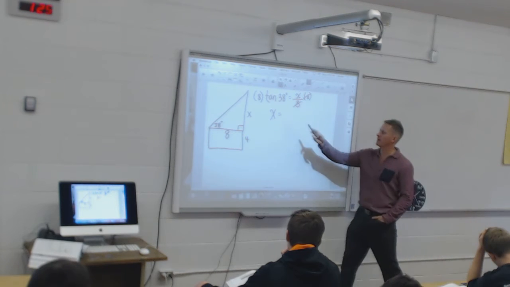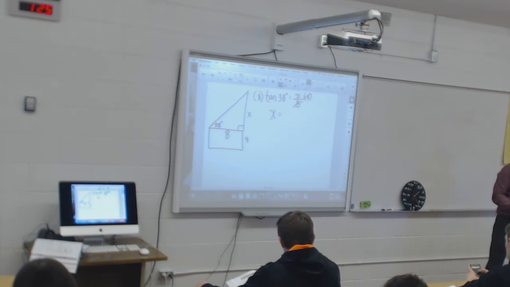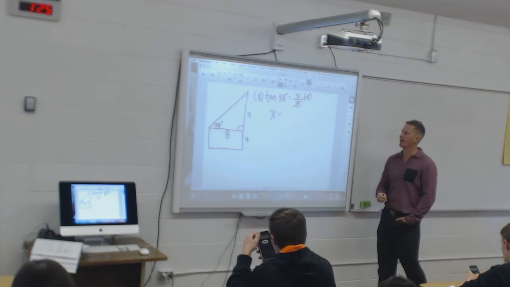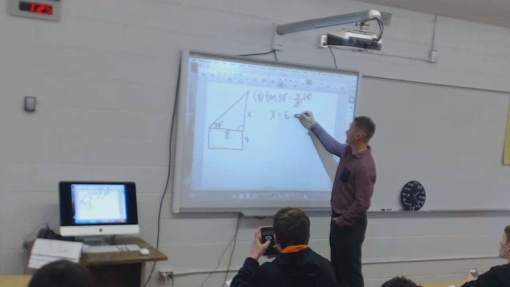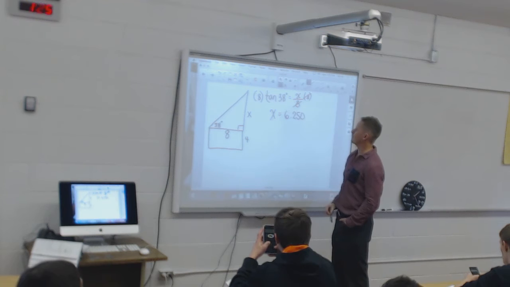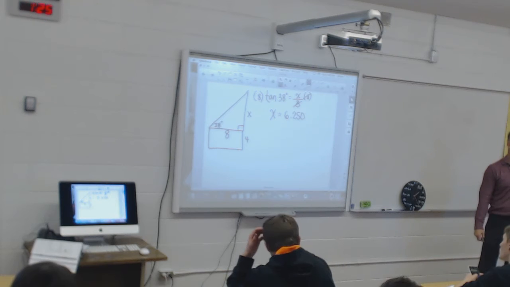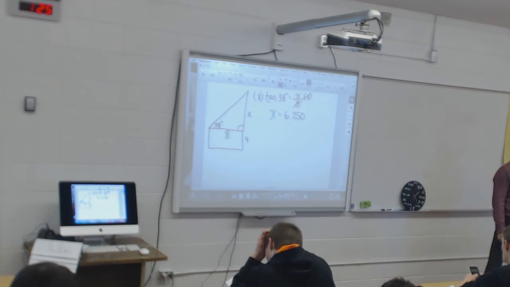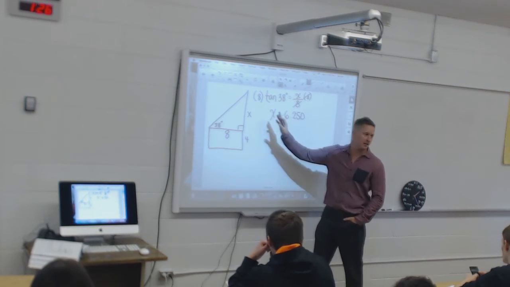So how do I solve this then? I take 8 and I times it by tan 38. So let's do that on our calculator now, please. 8 times tan 38. Three decimal places, please. 6.250. Okay, perfect. So how high is the house? 6.25 plus the 4 meters, 10.250. Any problems with this so far?